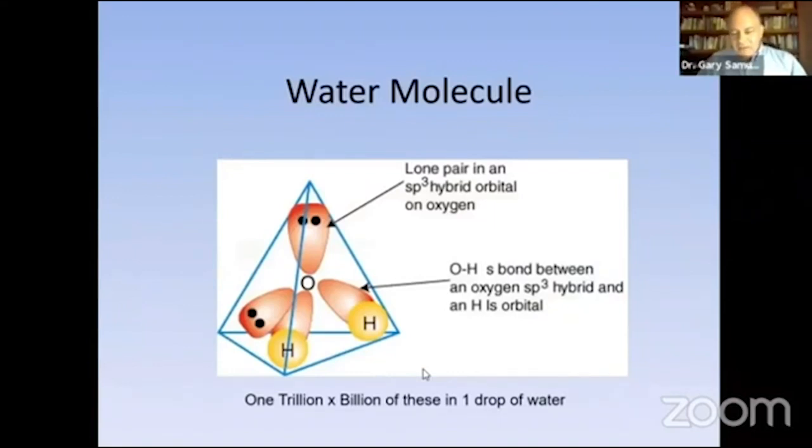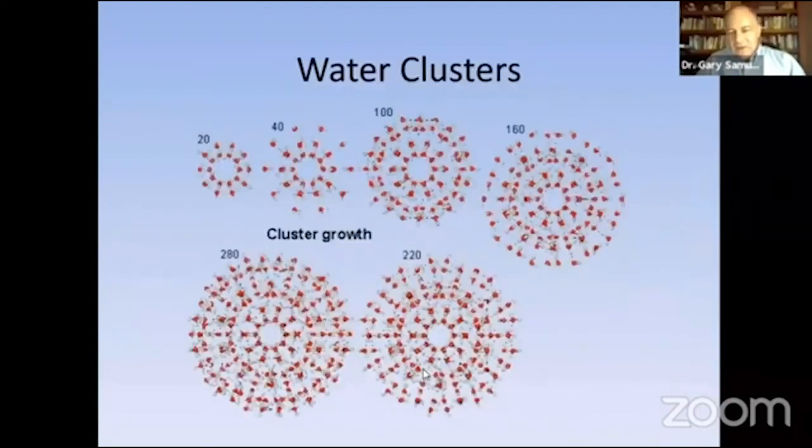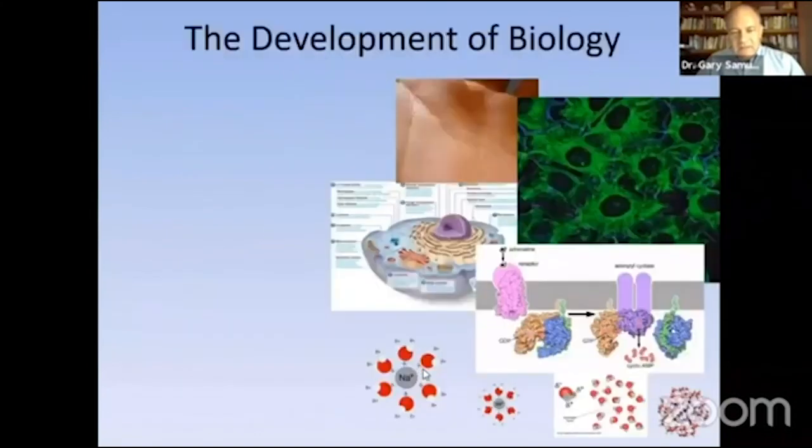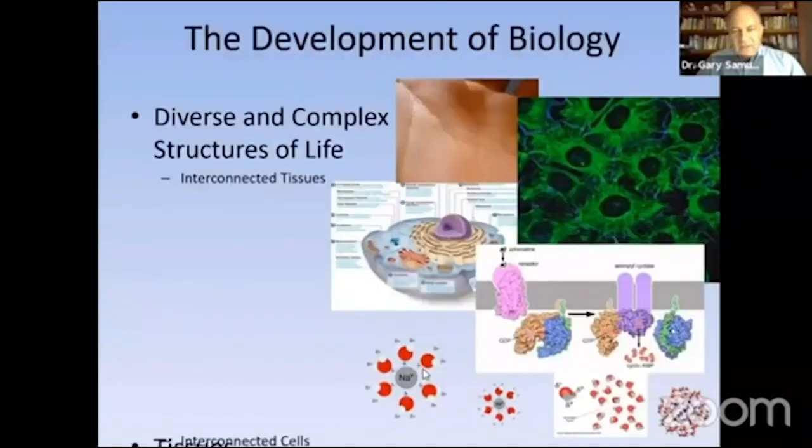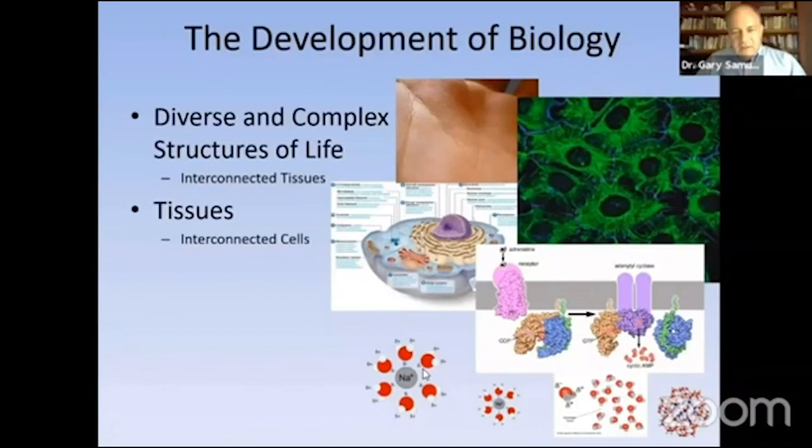And oxygen is a major component in water, and the bonds that exist there are important. There's 1 trillion billion of these molecules in just one drop of water. So there's a lot of oxygen, and the water also forms clusters, and the clusters then also have biological impact inside the cells.